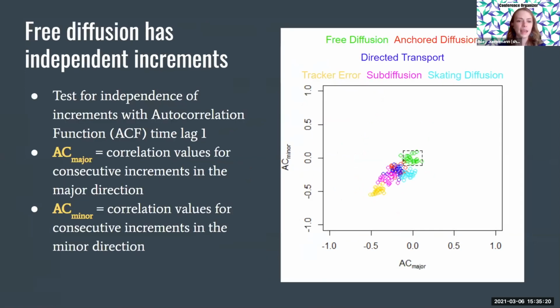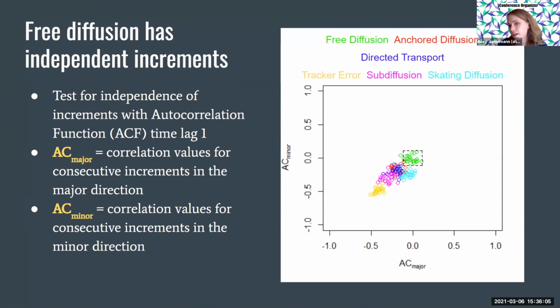We also use those major and minor axes lines for our next two statistical measures, where we're testing the independence of increments. And in particular, one hallmark of free diffusion or Brownian motion is independent increments. So where you came from is not a good predictor of where you're going to go next. And we expect 95% of those freely diffusing paths to fall within this box. You might notice that some of the other types have negative autocorrelation values. And this is because that anchor, that molecular motor that the particle is attached to, is more likely to pull the particle back towards the anchor.